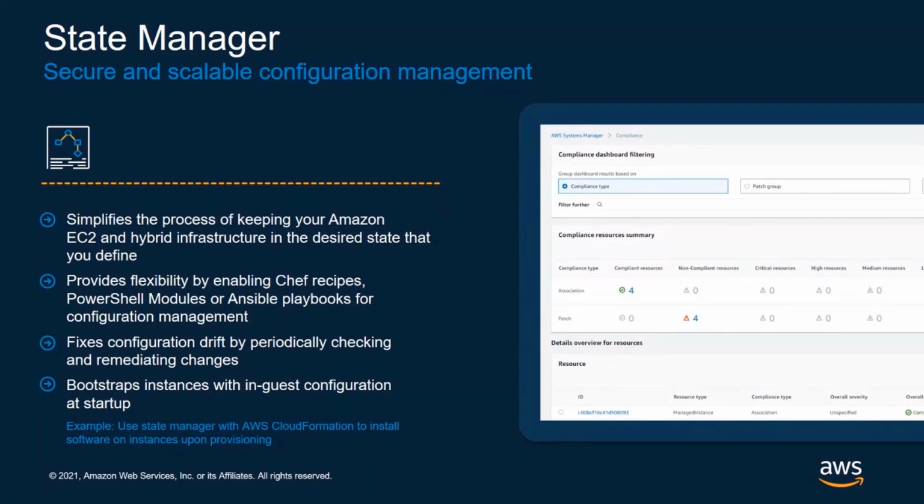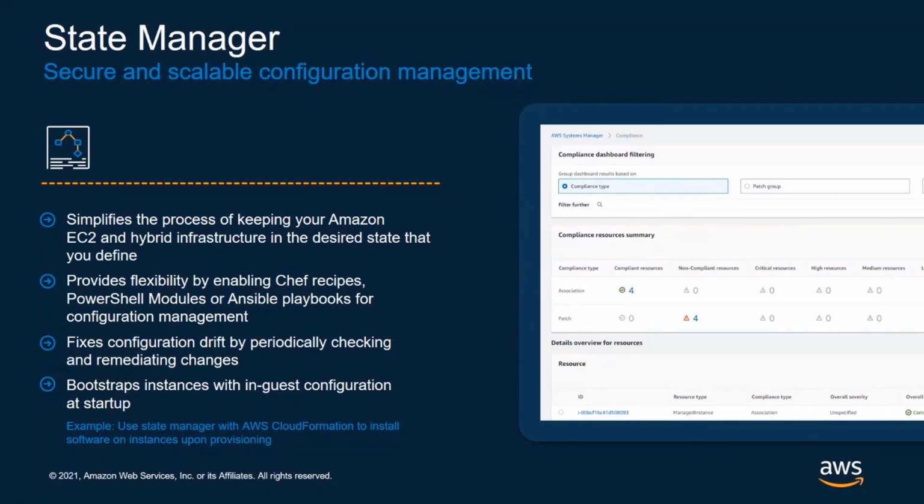State Manager can also be used for bootstrapping instances. So when you launch new EC2 instances and they check in with Systems Manager, and you need to apply some configuration at launch or post-boot, you can then go ahead and create these associations, which can put those additional bootstrapping processes in place. At the bottom there, you can see an example being that you can use State Manager associations with CloudFormation to install software on those instances that are being provisioned through the CloudFormation stack.